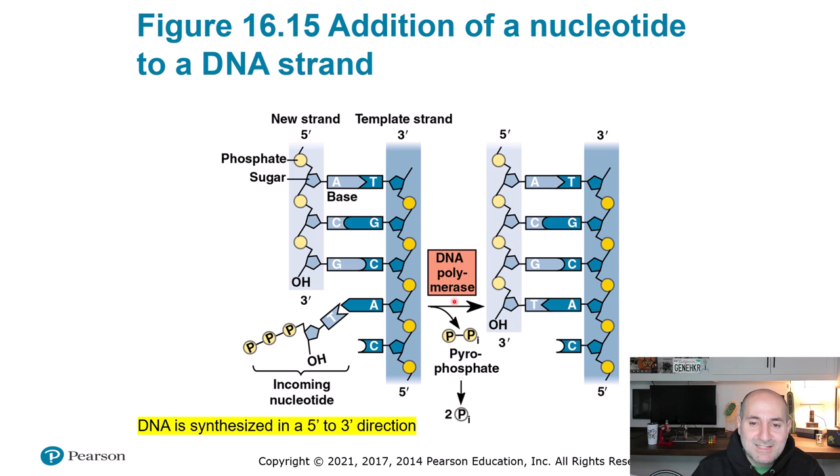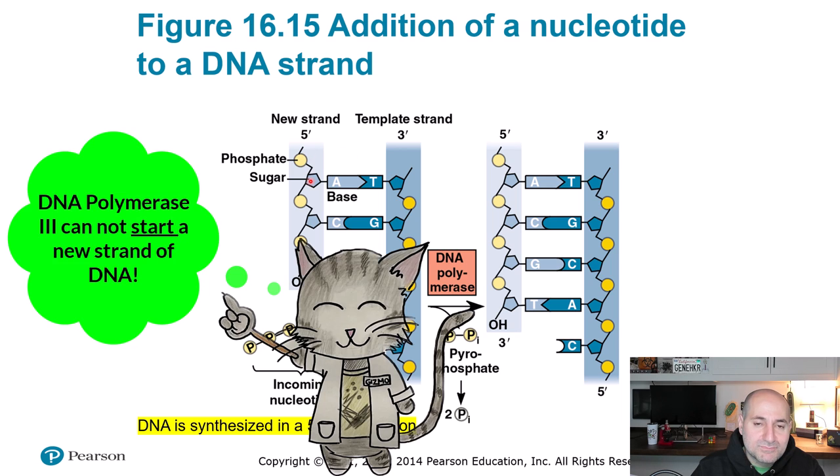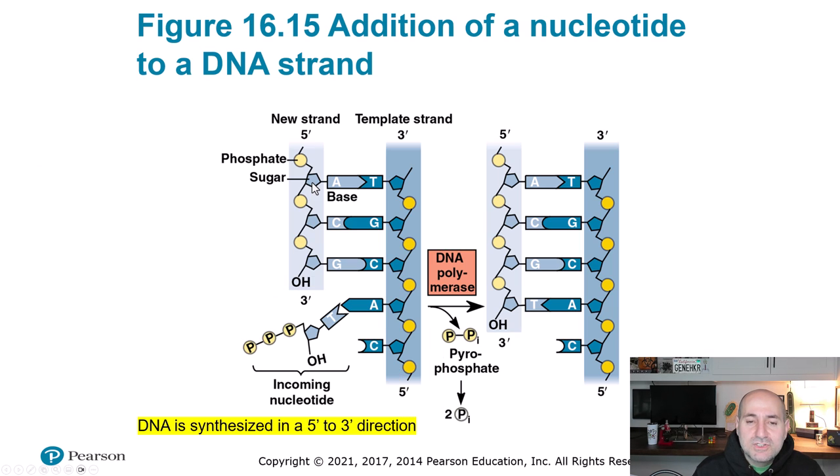Its problem is that if there's a template strand, you see this template strand? If there's a template strand and no daughter strand already started, if there's nothing to build off of, then DNA polymerase 3 cannot start the new strand of DNA. So you might be wondering, how in the world do we copy our DNA then? If we have to copy a template into a daughter strand, how would we ever do that if there's no daughter strand? Well, that's what we have to address right here.